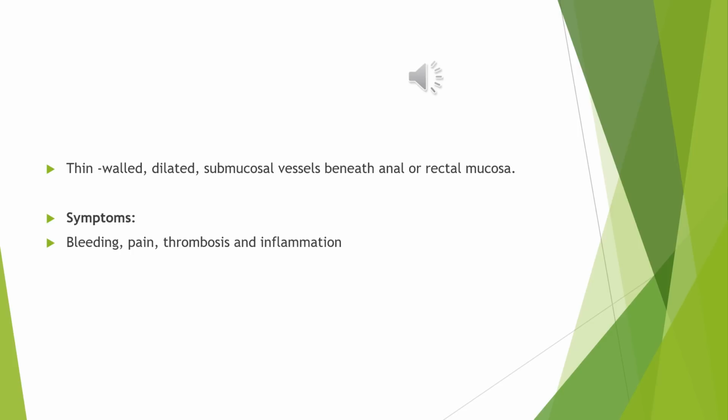So the symptoms of hemorrhoids is mainly bleeding, and usually the blood is fresh colored, red blood. If it is complicated by thrombosis or inflammation, the patient also will complain of pain. So hemorrhoids are typically associated with bleeding, with fresh blood, and pain.